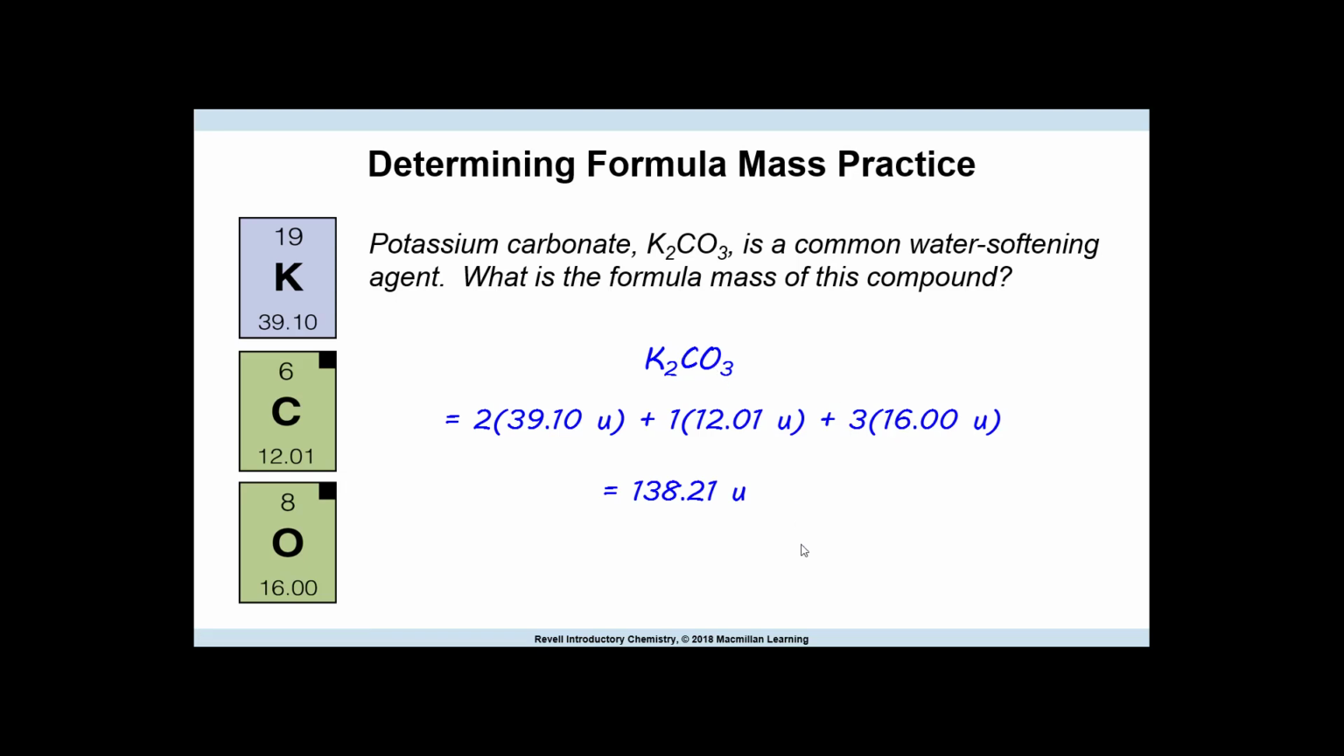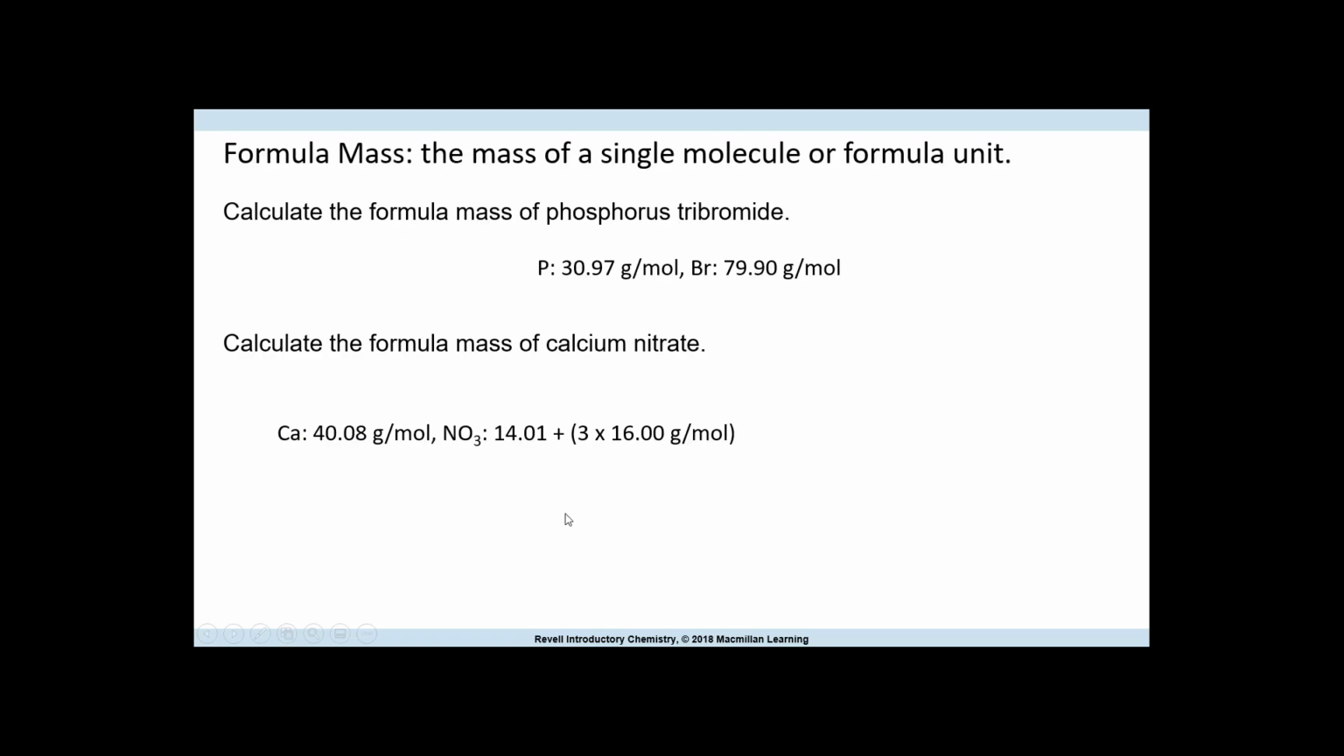So reading, make sure you understand. Sometimes you're just going to be given the name, and you're going to have to know how to write it out. And if you don't do it right, you'll forget that there's 2 of these, and now your mass is wrong. Okay, so let's take a look at some more examples.